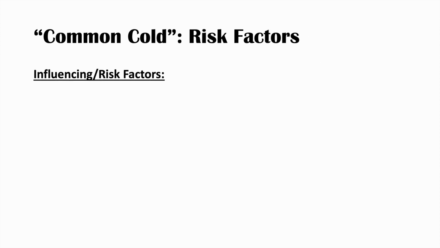So what are some of the influencing or risk factors? The first one is sick contacts, the most important risk factor. If we don't have sick contacts, we're less likely to become infected. Not always, though, because you can get it from fomites or indirect objects. A big category of sick contacts are daycare children. Again, children are estimated to have about 6 to 8 common colds in a year. So they're more likely to become infected with the common cold, and if you're exposed to daycare children more often, you're more likely to get the cold yourself.